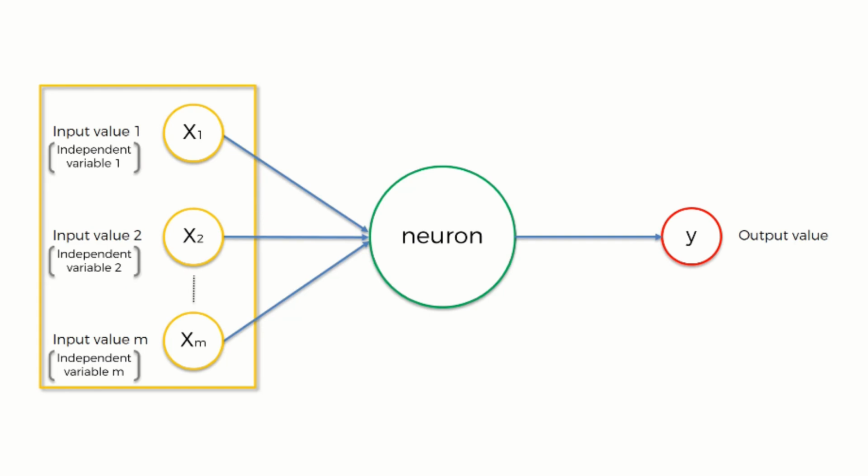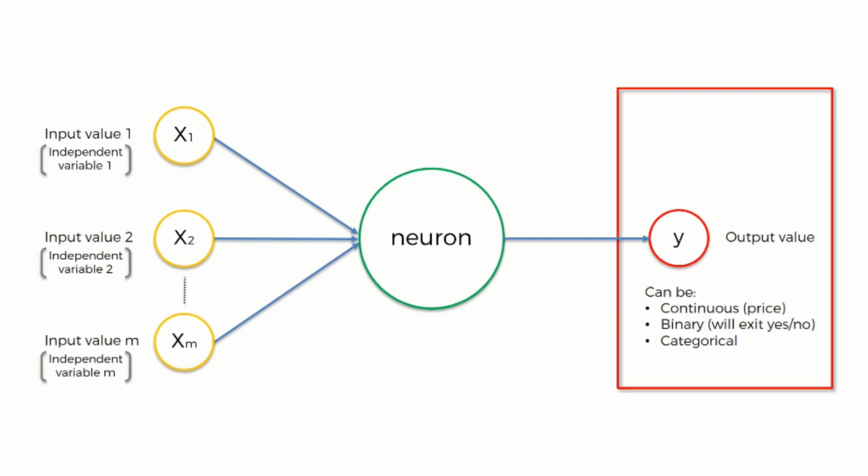So moving further, in this case on the right side we now have an output value. So what can our output value be? Well, we have a couple of options available. The output value can be continuous, for example price. Then we can have a binary output, meaning yes or no, and then we can have a categorical one as well. So the output can vary: continuous, binary, or categorical.